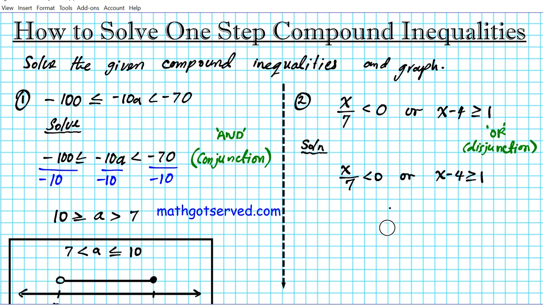All right, so let's go ahead and solve this one right here. How do we solve it? The goal is to get x isolated in both inequalities, and then we have achieved the solved state.